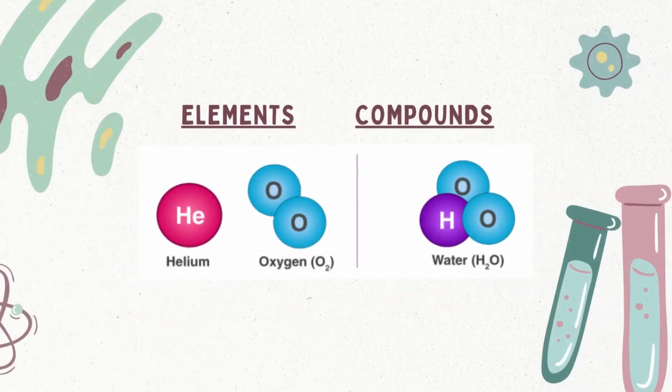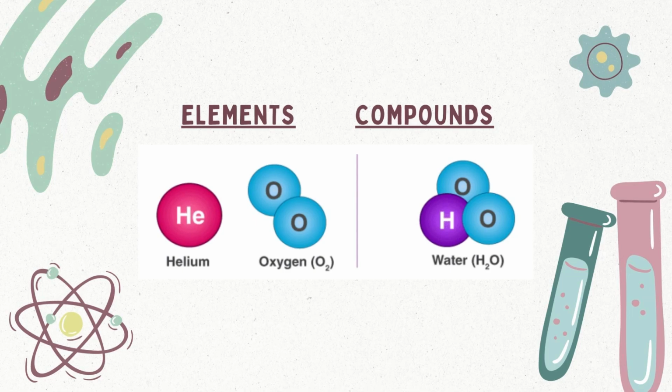So here is a visual representation of what an element and a compound look like. In the element, the helium and oxygen are both separated because they are two different elements. And in the compound, the hydrogen and the oxygen are joined together, thus making H2O or water.